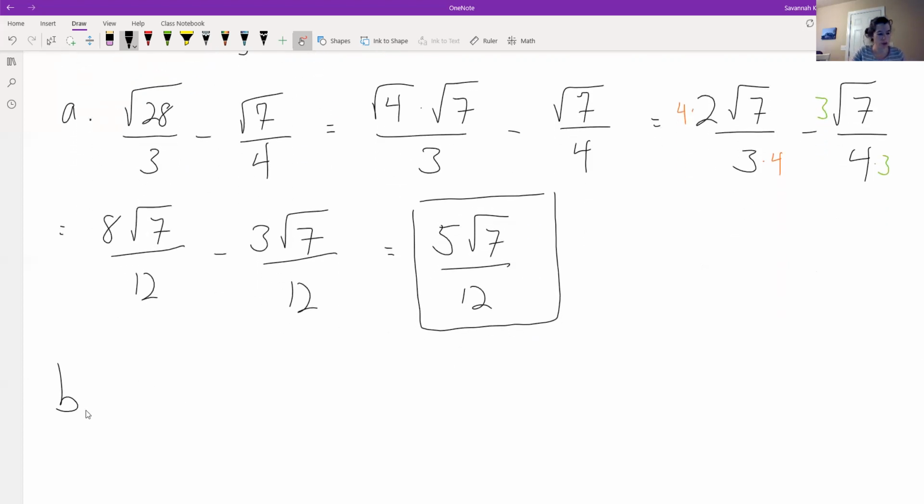Okay, part B. Mercifully, this is the end of this practice problem. Before they get too carried away with fractions, we're going to be done.